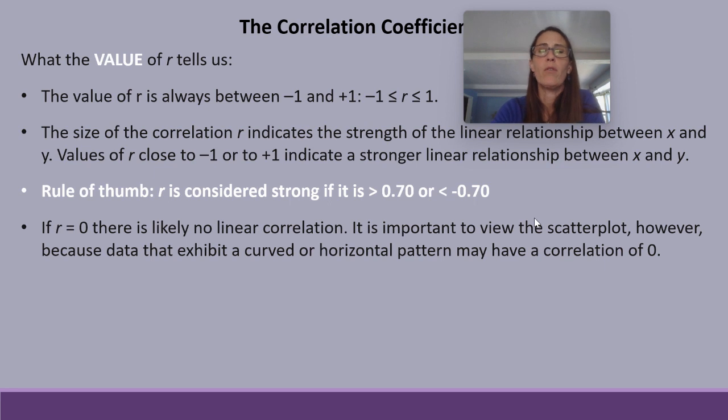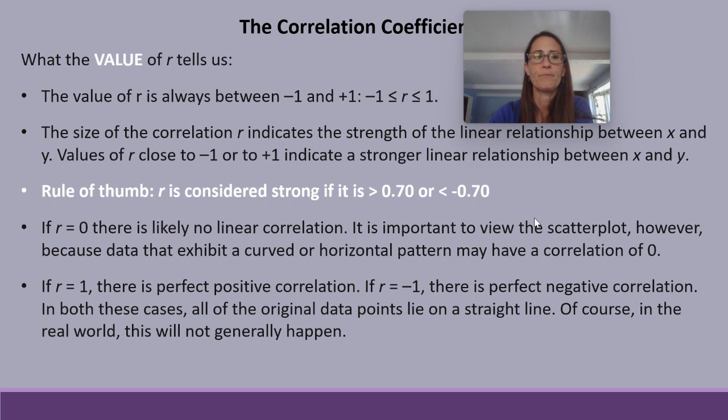If R equals 0, there's likely no linear correlation. But again, you always want to look at the scatter plot, because your data could have a nonlinear relationship or it could look horizontal. Then there is a relationship, it's just not the linear one that we're looking for.